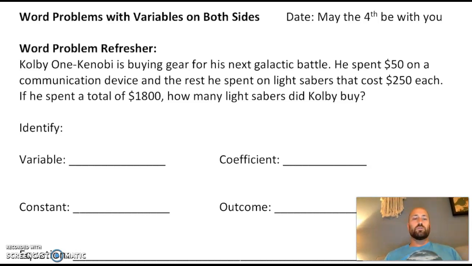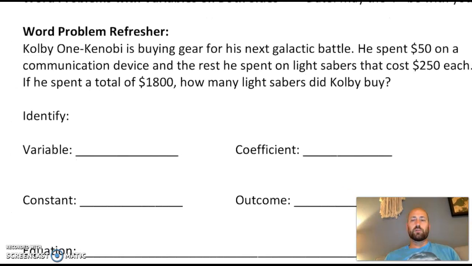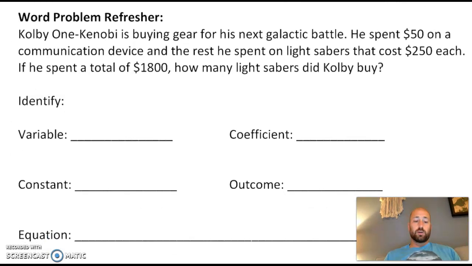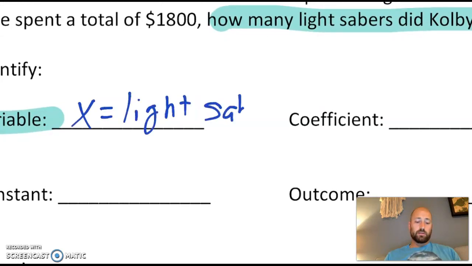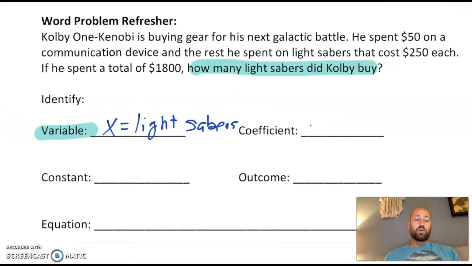All right, so what we're going to do is break this up and organize the information before we try to solve the problem. The variables, the part we don't know. The variable is how many lightsabers did Colby buy? So we'll say X is equal to lightsabers. Okay. The coefficient I'm going to highlight the same as the variable because the coefficient goes with the variable. It's the number in front of the variable. So it says lightsabers cost 250, so our coefficient would be 250.